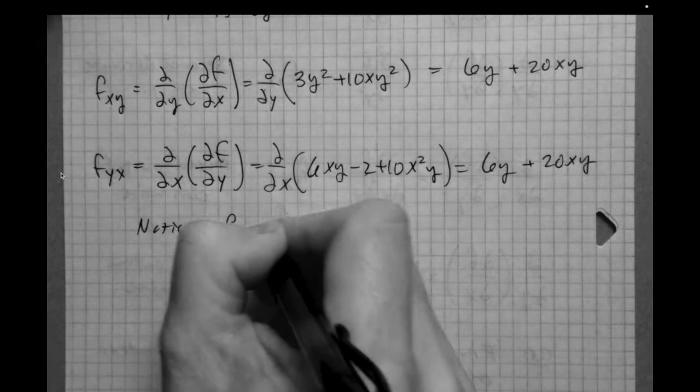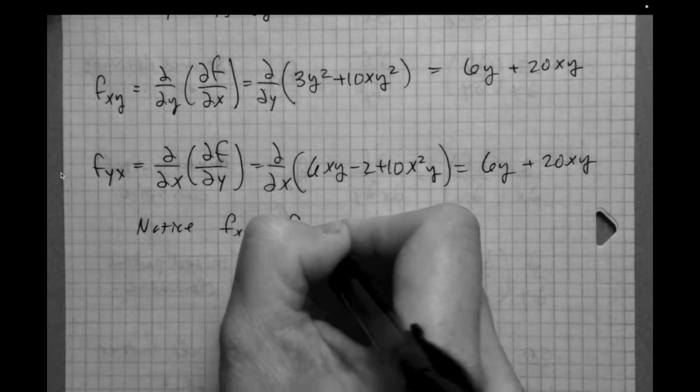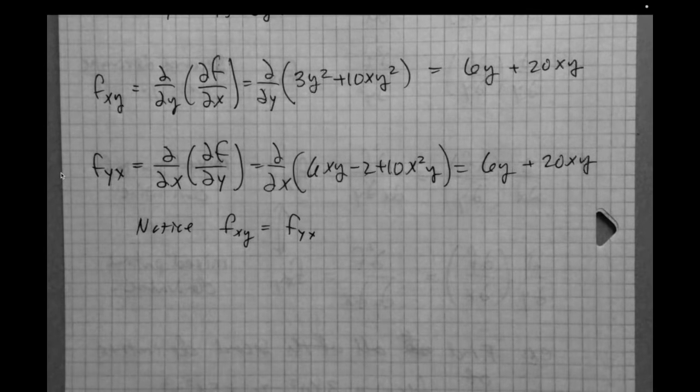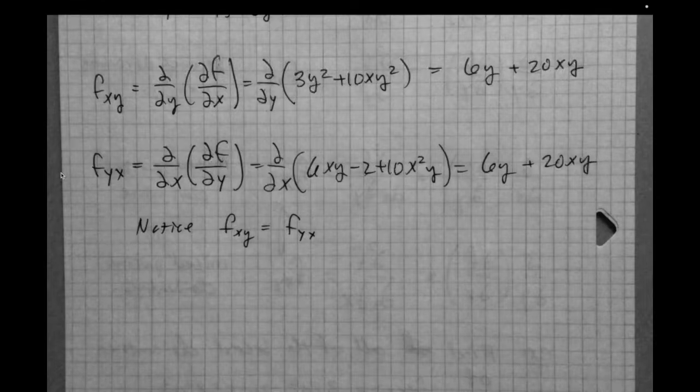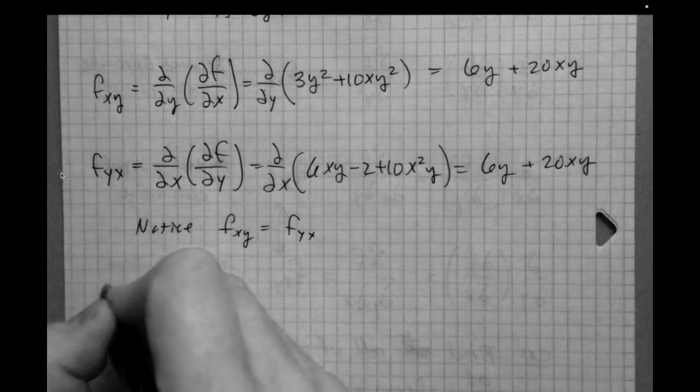So you notice here, I'm sure, that f sub xy equals f sub yx. That's not a coincidence. The mixed derivatives will generally be equal to one another. That's going to be the case in general. And so we'll end this session with this last theorem here.